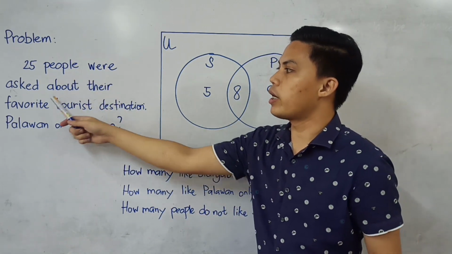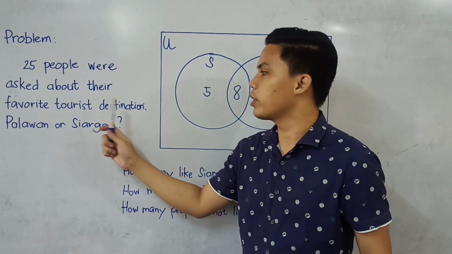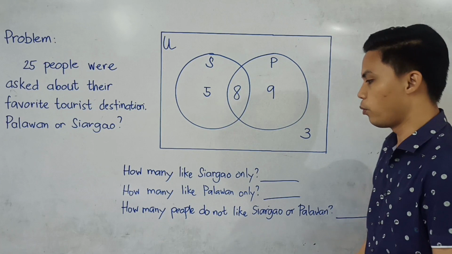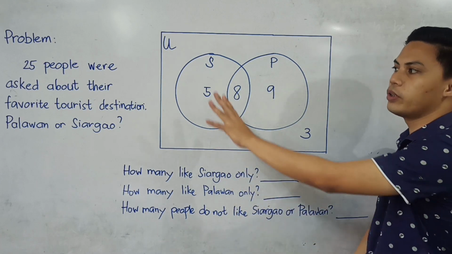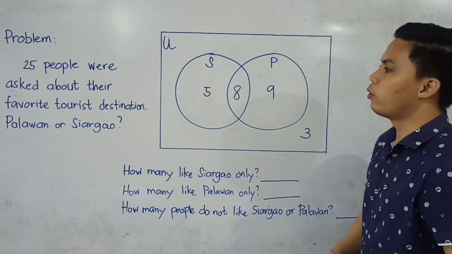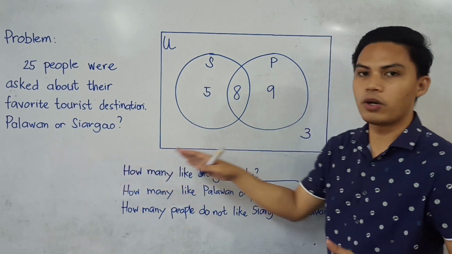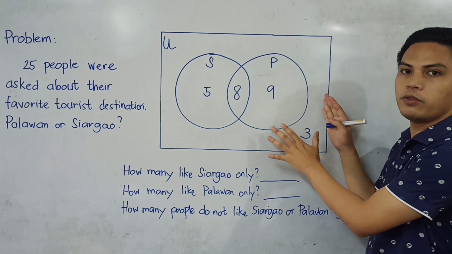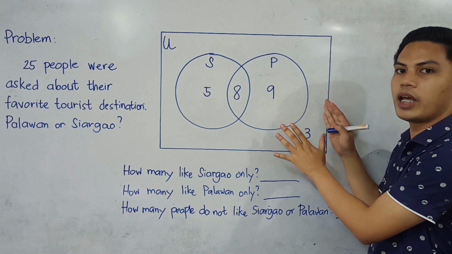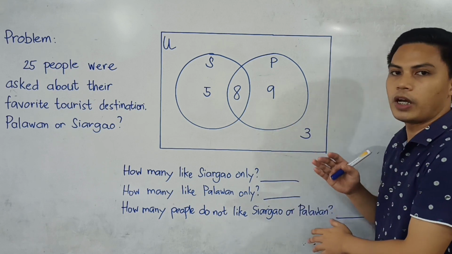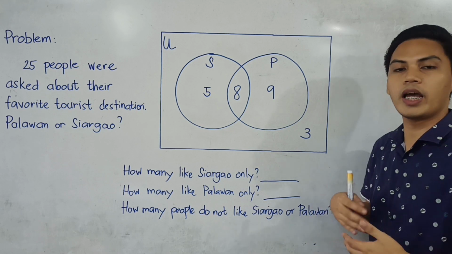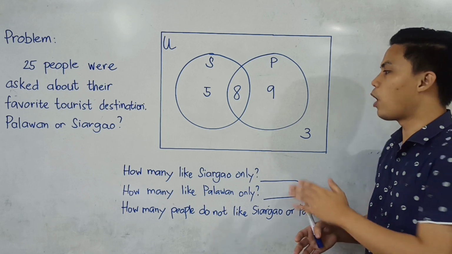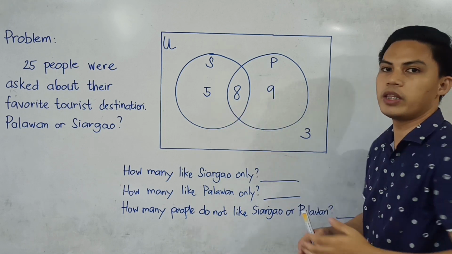25 people were asked about their favorite tourist destination, Palawan or Siargao. Okay, so we have the following questions based on that problem. So, hindi ko muna nilagay yung information, nilagay ko agad yung sagot. Okay? Kung titignan natin yung Venn diagram, malalaman agad natin kung ano yung mga sagot sa following na mga questions. Kasi nga kanina, na-discuss na natin kung ano yung definition ng bawat region sa ating Venn diagram.